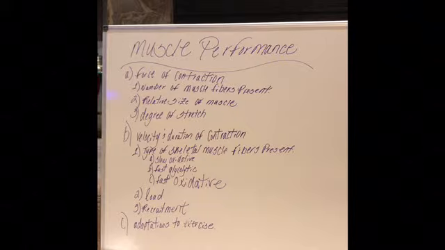Fast oxidative is anaerobic metabolism, and it is easy to fatigue. It has no myoglobin, so they're white.